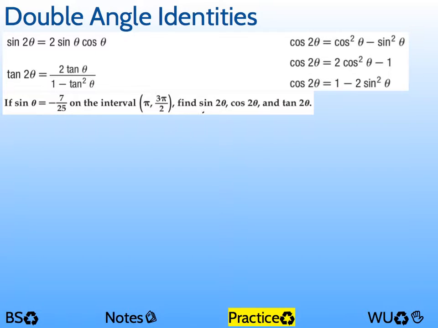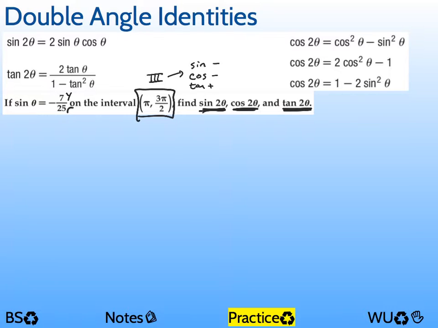This question is asking you to find all 3: sine of 2 theta, cosine of 2 theta, and tangent of 2 theta. We know that sine is negative 7 over 25, which means we have our y and we have our r. We'll have to find the x, but that'll be fine. And we're on the interval between pi and 3 pi over 2, which if you remember from the brain starter, is quadrant 3. And in quadrant 3, sine is negative, cosine is negative, and tangent is positive.